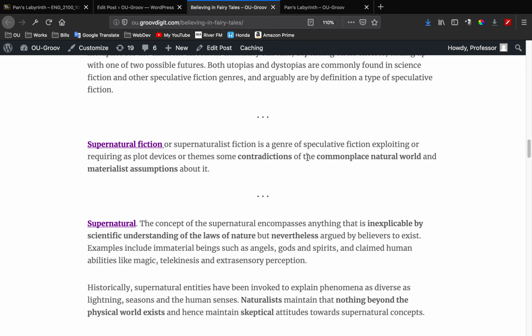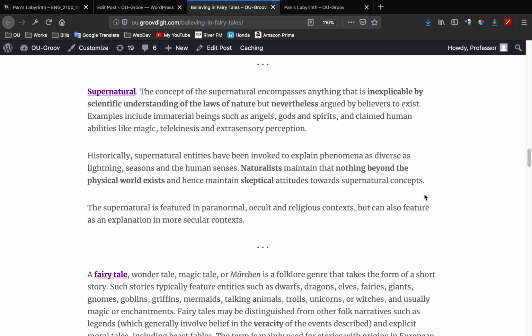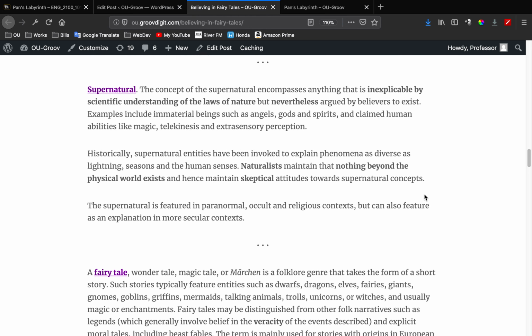Supernatural fiction, or supernaturalist fiction, is a genre of speculative fiction exploiting or requiring as plot devices or themes some contradictions of the commonplace natural world and materialist assumptions about it. The concept of the supernatural encompasses anything that is inexplicable by scientific understanding of the laws of nature, but nevertheless argued by believers to exist. Examples include immaterial beings such as angels, gods, and spirits, and claimed human abilities like magic, telekinesis, and extrasensory perception.